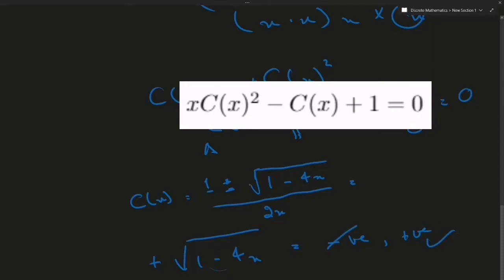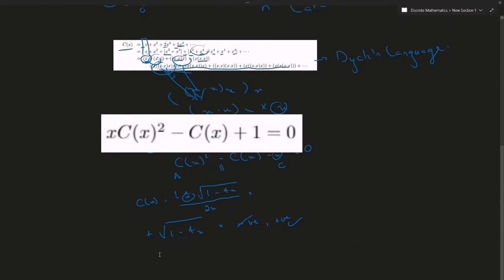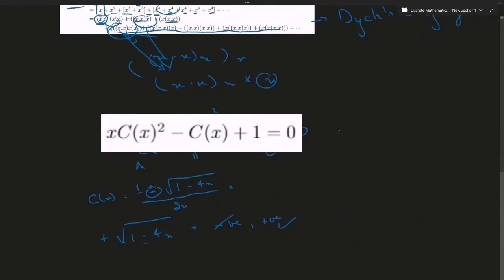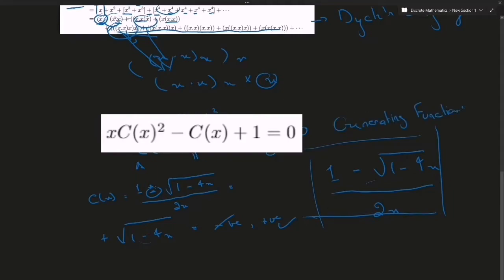So we need to have it as negative outside to cancel out the negative inside, and this would basically give us a generating function for all Catalan numbers, right? So this here is the generating function for the Catalan numbers.